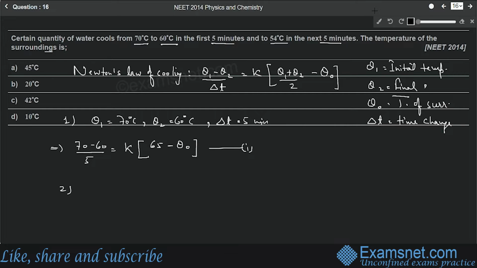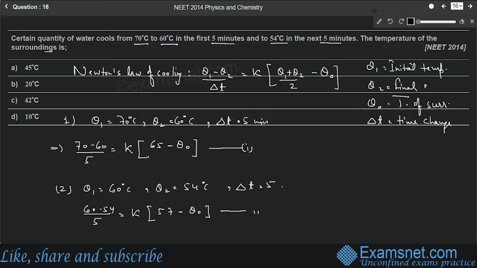And in the second case, it further cools to 54 degrees Celsius. So this time theta 1 is 60 degrees Celsius and theta 2 is 54 degrees Celsius. And again the time taken is 5 minutes, so delta T is 5. Again we'll put these values in the above equation. So we'll get theta 1 minus theta 2, that is 60 minus 54, by delta T, that is 5, equals constant K times (theta 1 plus theta 2) by 2, which will be 57, minus theta naught. Let's write it as equation 2.